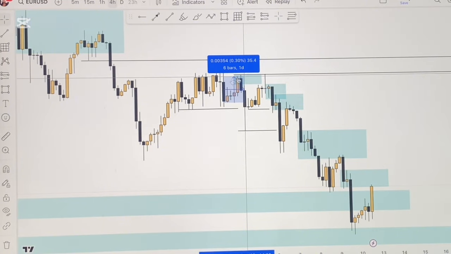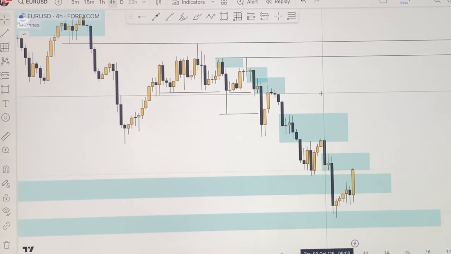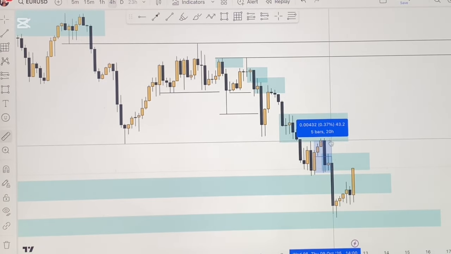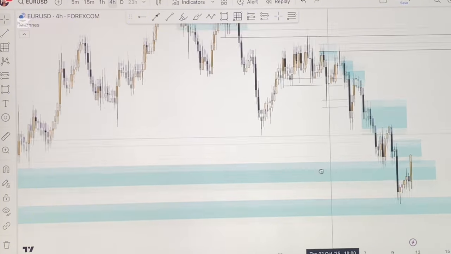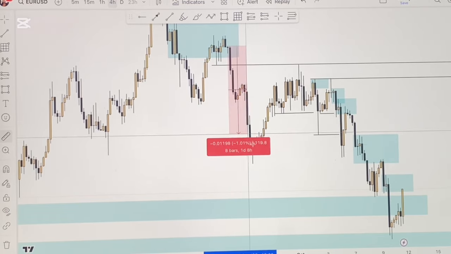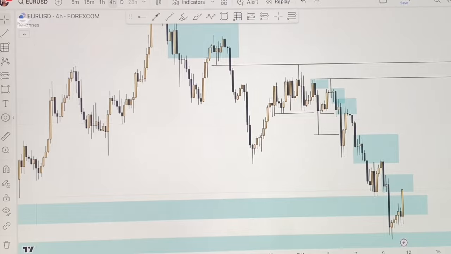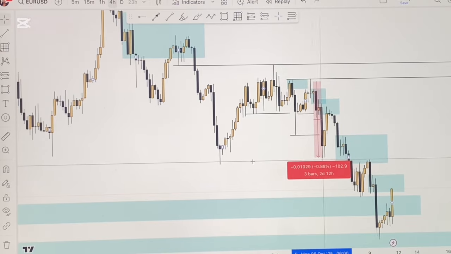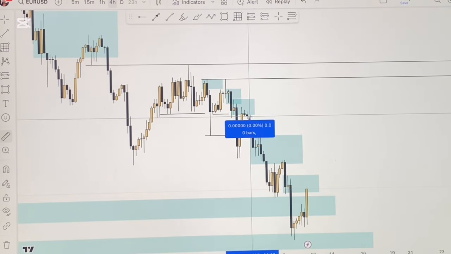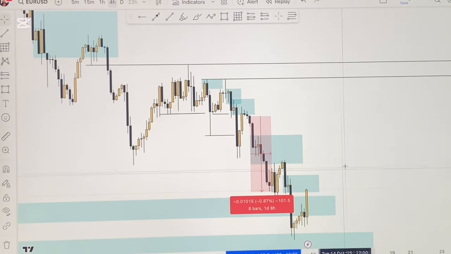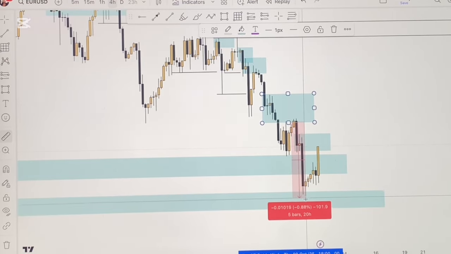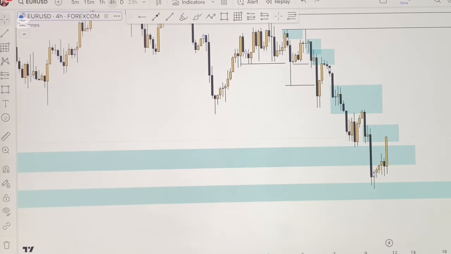From here to here is about 33 pips. From here to here is about 57 pips. This was actually a lot. Here to here, 43 pips, quite good. But compared to the full move of the sell trades, 155, 90, 100 pips, 100 pips as well. And from here, 90, 98 pips, you can see.